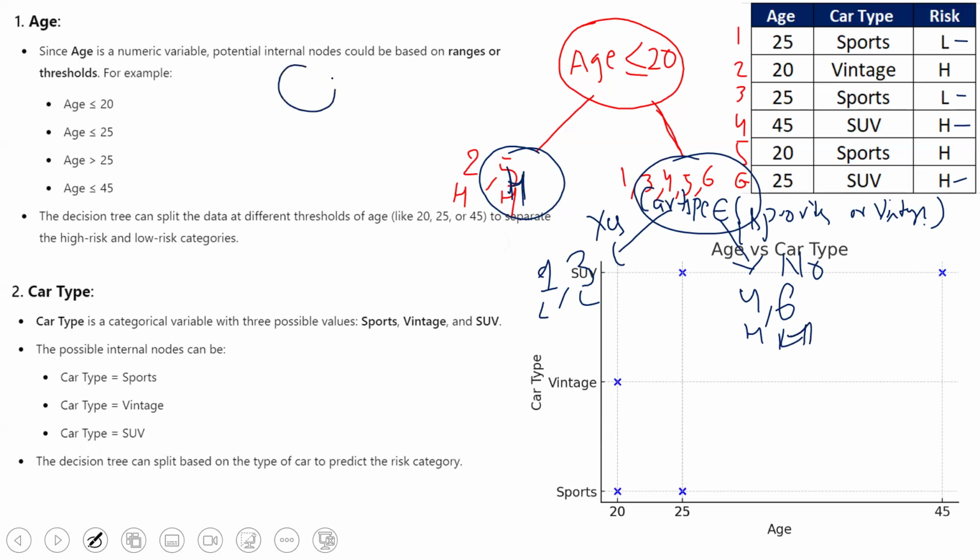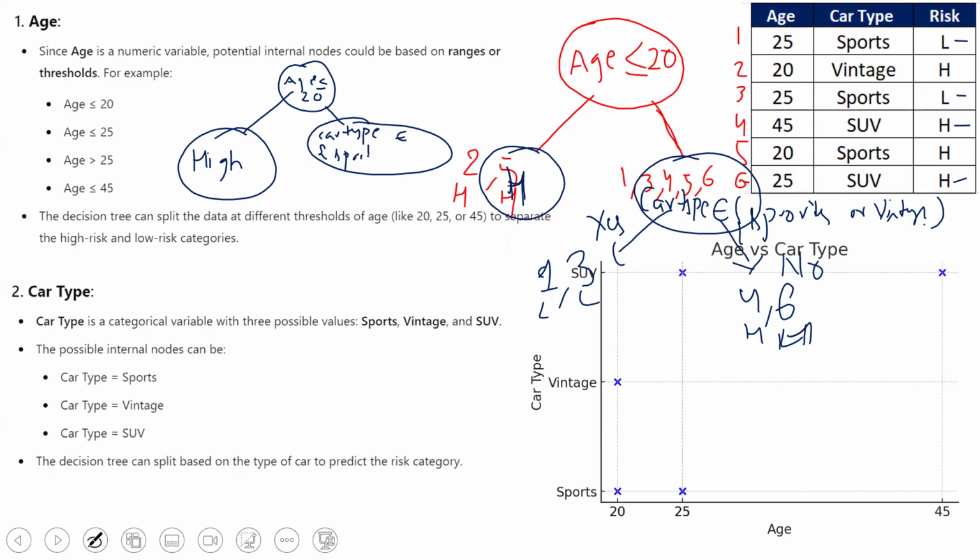So now the decision tree looks like this. A simple decision tree looks like this, so I'm constructing it again. Age less than or equal to 20 is the root node. And here the decision is risk is high. And now we have an internal node here that says car type belongs to sports or vintage.